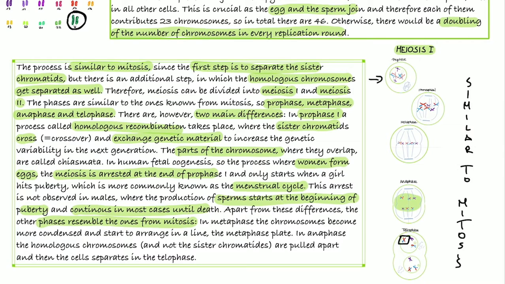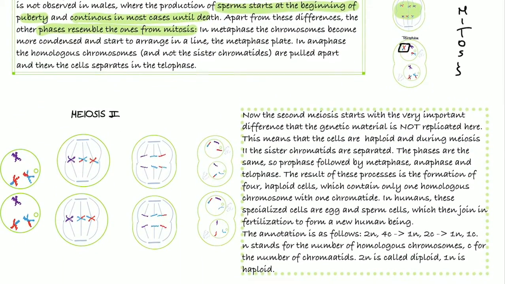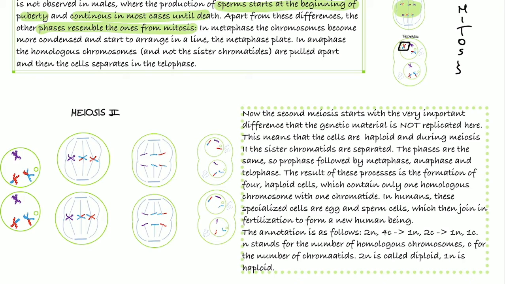Between meiosis 1 and meiosis 2, there's no duplication of the genetic material. That is important because we want to have a haploid genome afterwards. So no replication of genetic material. So during meiosis 2, it's the same process again, but now we're not pulling the homologous chromosomes apart, but the sister chromatids. So the result of this process is the formation of 4 haploid cells. So we're not getting 2 as in mitosis, we're getting 4.